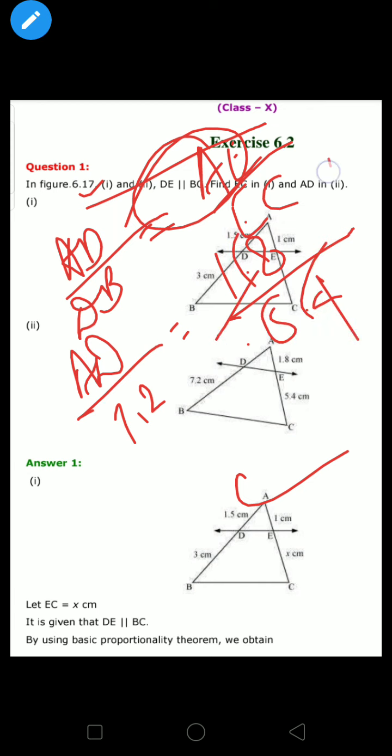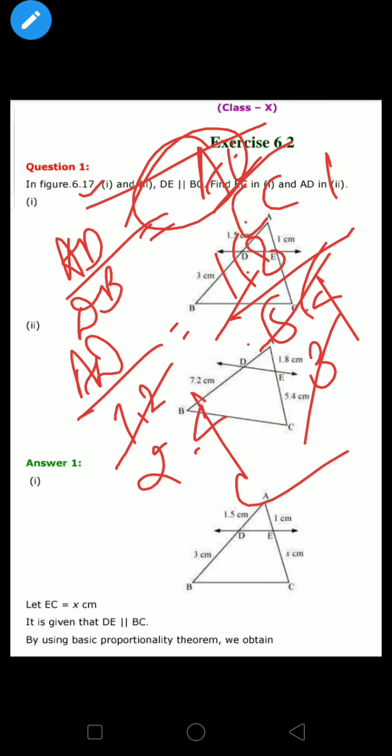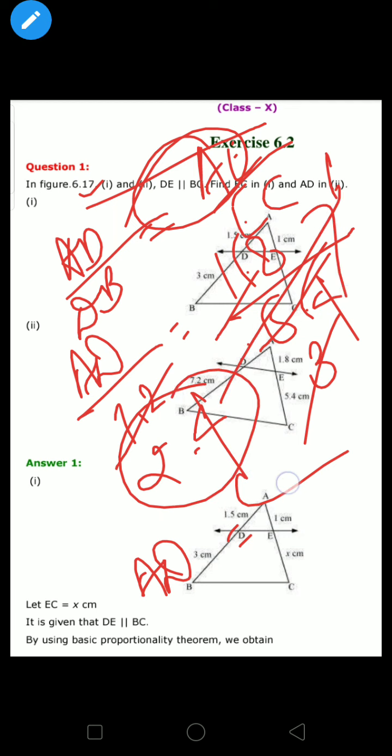Okay. 18 1s are 18. 18 3s are 54. Then after this 3 will cancel this. 3 2s are 6. 1 will remain. 3 4s are 12. Then AD will be equal to what, students? 2.4, that will be 2.4 centimeter.